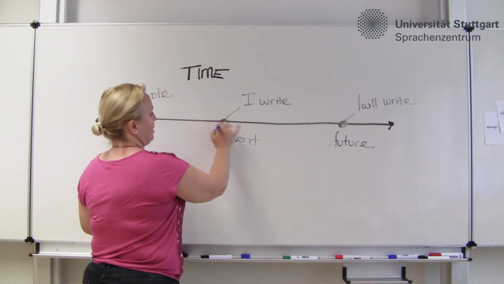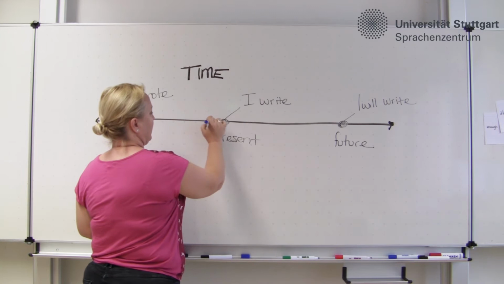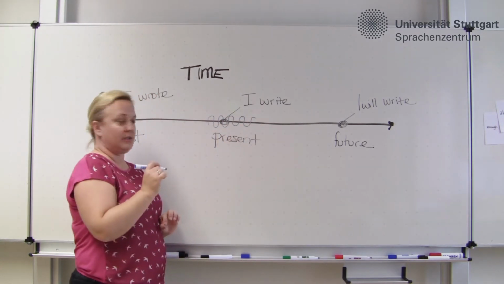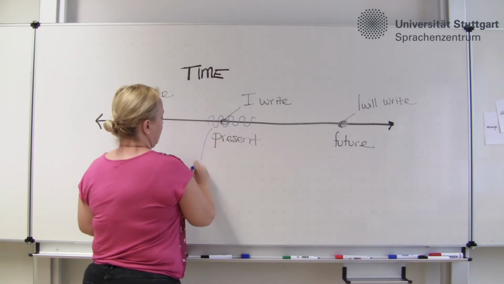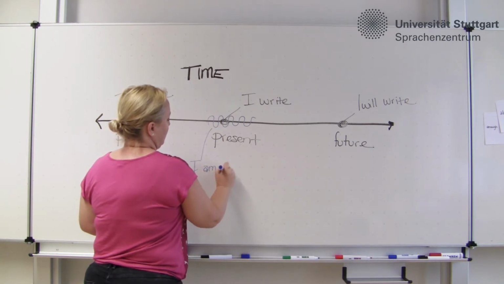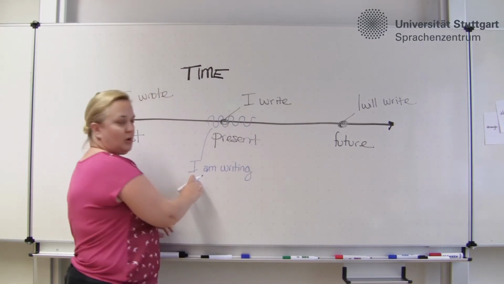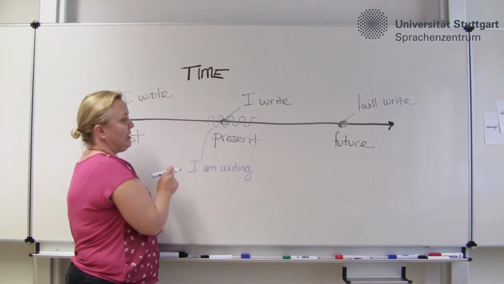I sort of envision progressive as like this wavy line, and the standard is that it has to be something that's going on during the utterance of the sentence. So here it's I am writing. Remember, this has to be going on during the sentence. It's not for repetitive actions.